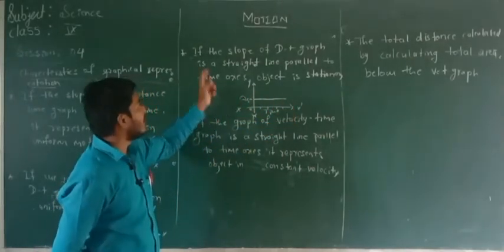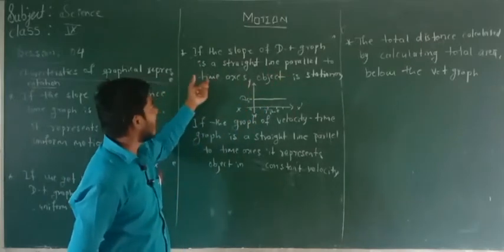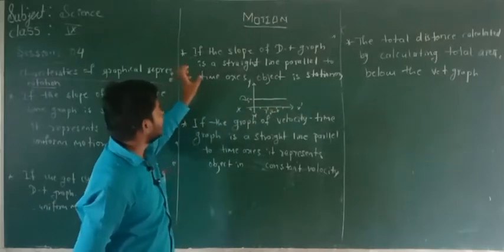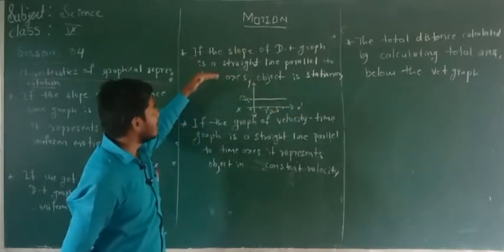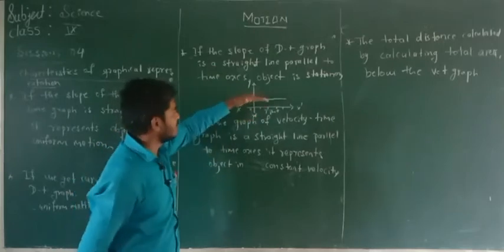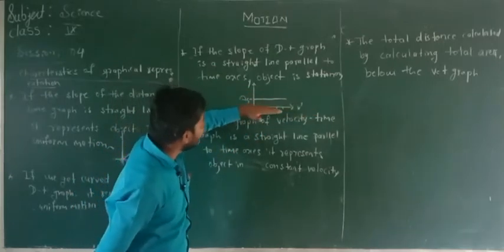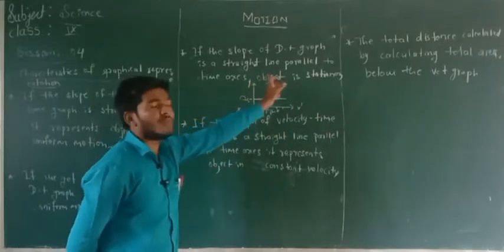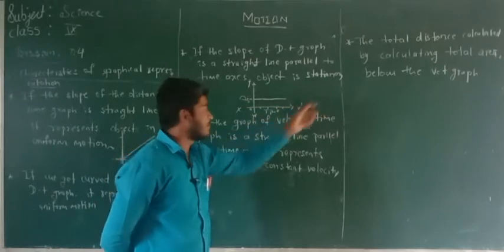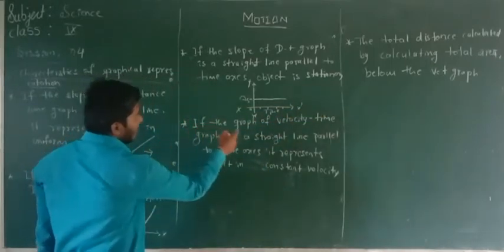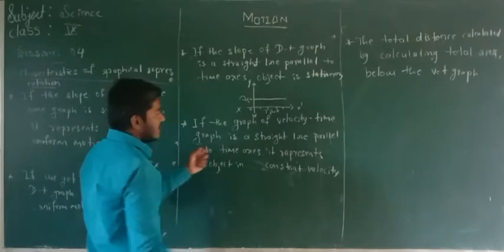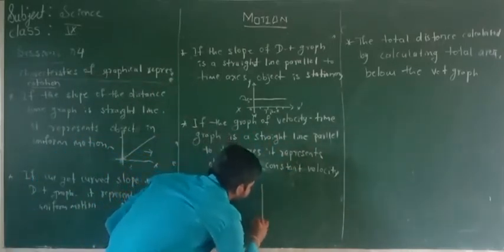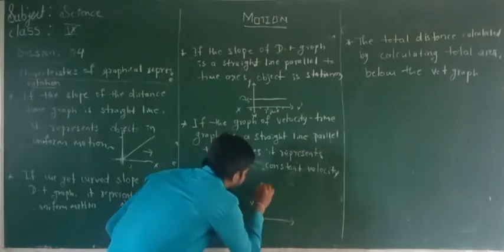Once again I am repeating: if the slope of the distance time graph is a straight line parallel to the time axis, that is the x-axis, it represents that the object is stationary. Then next, another one: if the graph of the velocity time graph is a straight line. Now I am considering the velocity time graph, not the distance time graph.